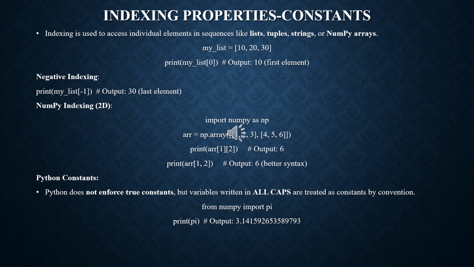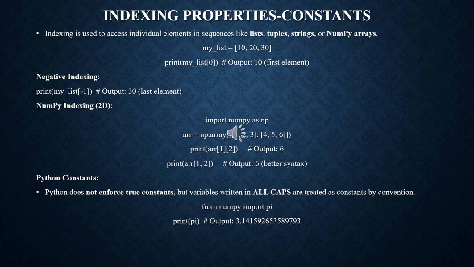Negative indexing means you can start with the -1 value. A negative index starts from the last element. They have given the function print my_list[-1]. The output is 30. Why? Because my_list has 10, 20, 30, and -1 refers to the last index value. So 30 is the last value. Like that, you have to compare the positive index and the negative index.